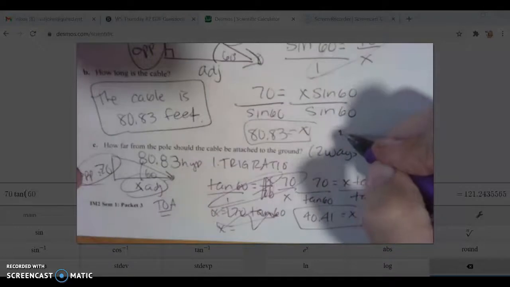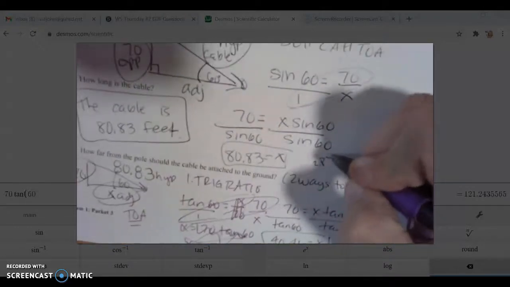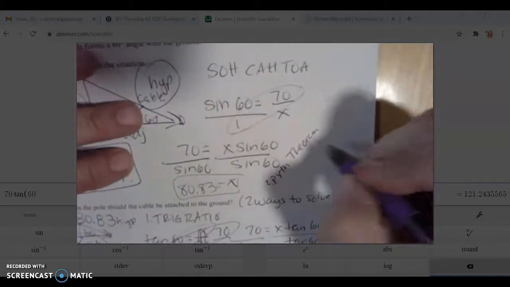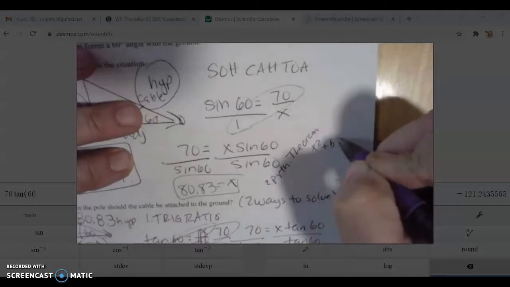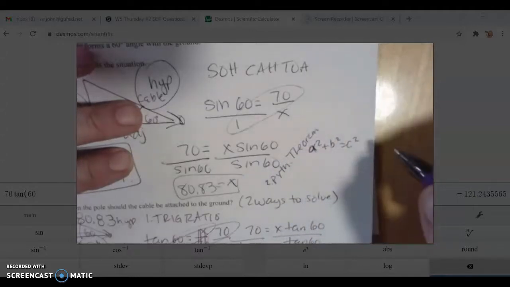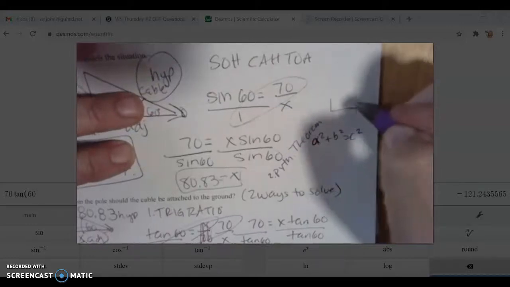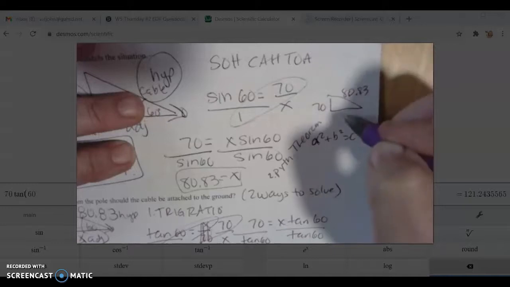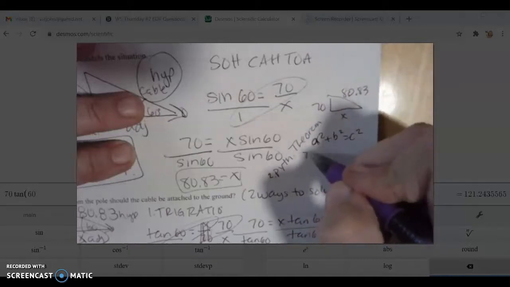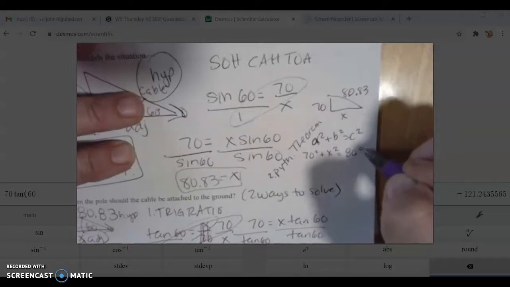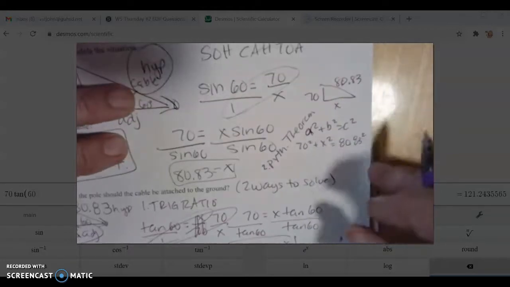I'm going to put it up here. Way 2 is the Pythagorean theorem. We can do a squared plus b squared equals c squared. And in my triangle, let me just draw that triangle again. This is 70, 80.83, and then the unknown. So we can do 70 squared plus x squared equals 80.83 squared.